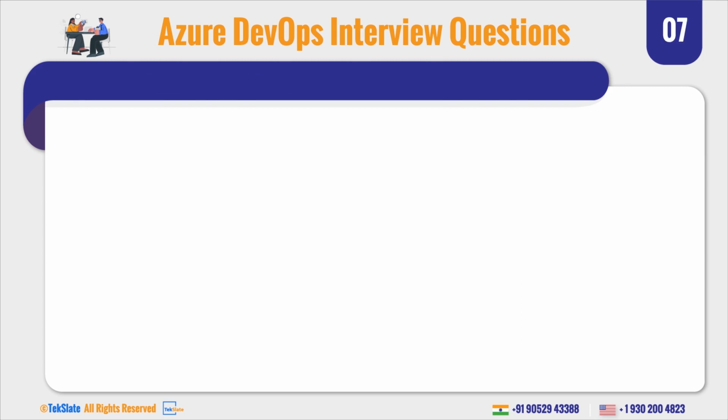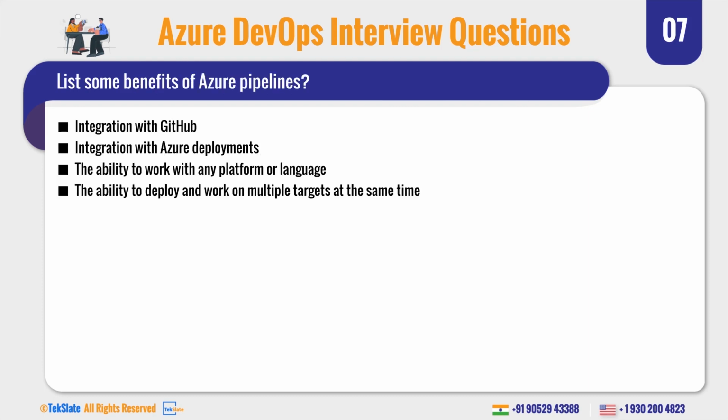The next important question is, mention some of the benefits of Azure Pipelines. There are many benefits provided by Azure Pipelines, such as integration with GitHub, integration with Azure deployments, the ability to work with any platform or language, the ability to deploy and work on multiple targets at the same time, configuration of open source projects, and you can build on Windows, Linux, and Mac machines.